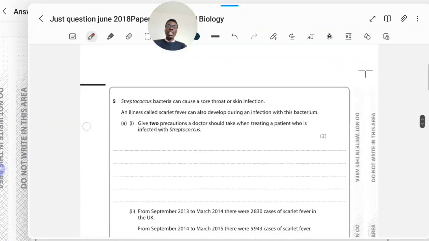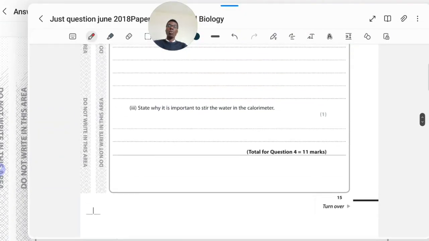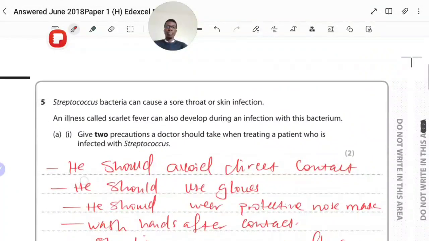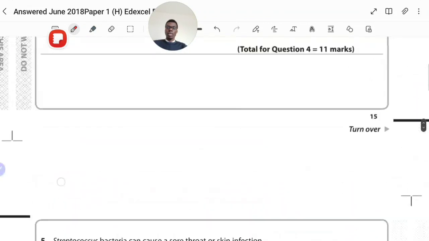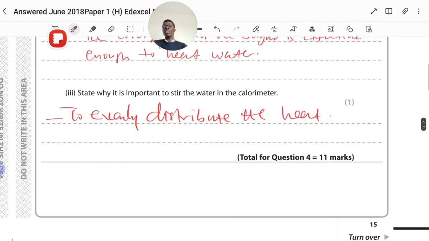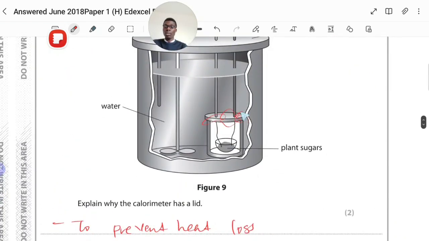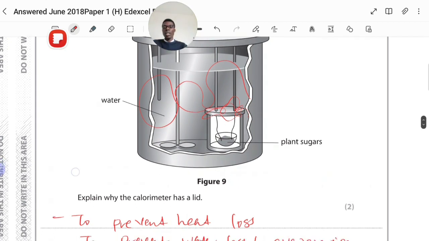All right. Next question says state why it is important to stir the water in the calorimeter. So why do you have to keep stirring with this stirrer? So let's see the answer here. To evenly distribute the heat, basically, so that if the heat was around here initially, by the time you stir it, at least it's going to go around. If you were putting this on a heating thing, maybe we don't have to stir it, but now that it's not there, you have to distribute the heat evenly.